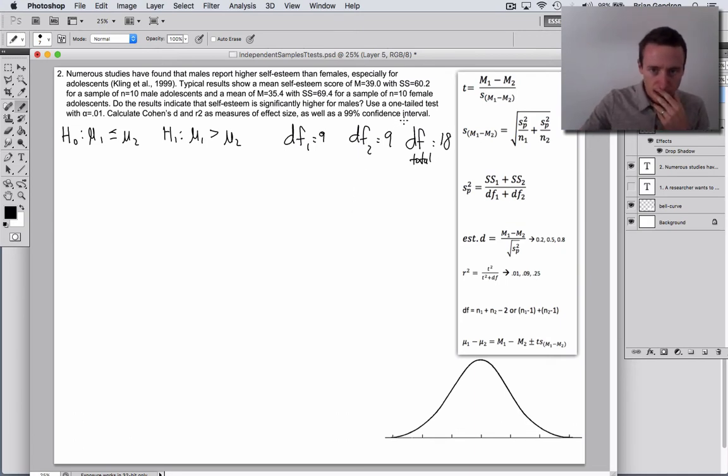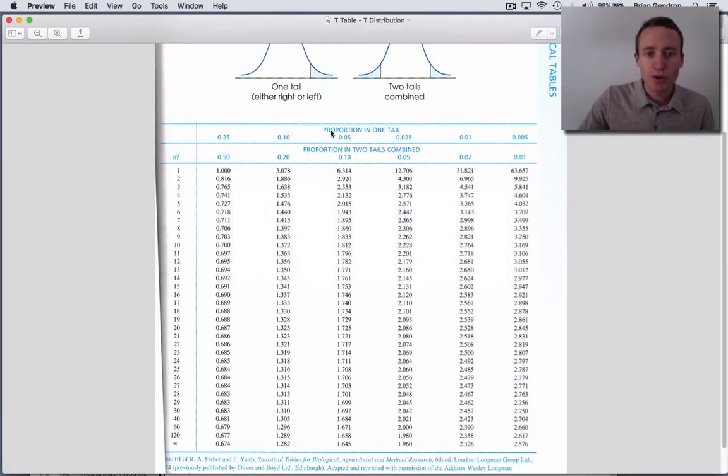All right, let's just kind of separate this here. So going to our t distribution, we're using a proportion of 0.01 in one tail, and the degrees of freedom are 18. So I find out where those match, and it looks like the value is 2.552.